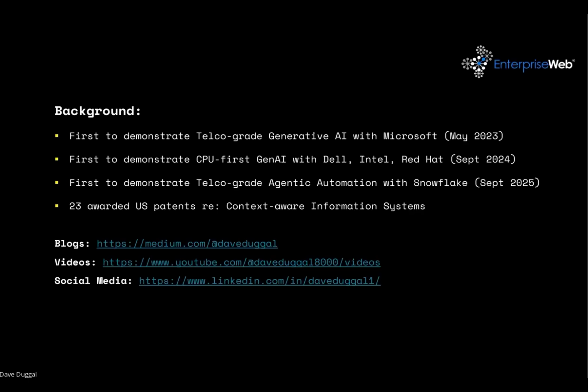Then last year, we were the first to demonstrate CPU-first Gen AI with Dell, Intel, and Red Hat. That was showing how we could run on CPU, optimizing AI and network workloads at the edge. And we fully benchmarked that in the Intel labs. That was last year. And this year, we're doing this demonstration with Agentic on Snowflake. So we have a strong history in telco, but also pioneers in advanced AI-based automation. We also happen to have 23 awarded patents on context-aware information systems. So this is our wheelhouse.